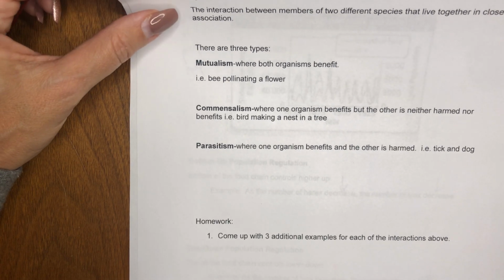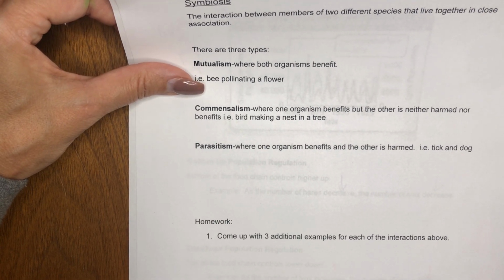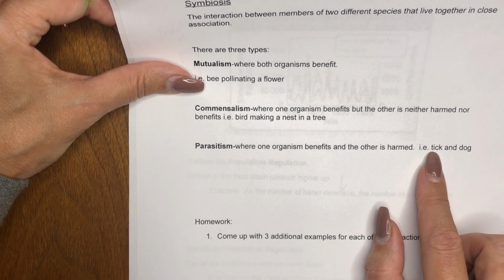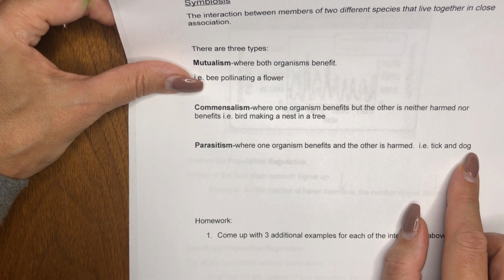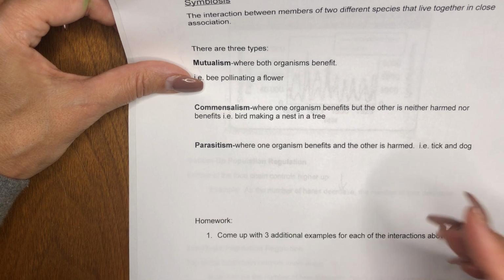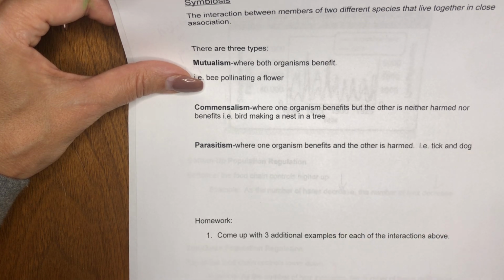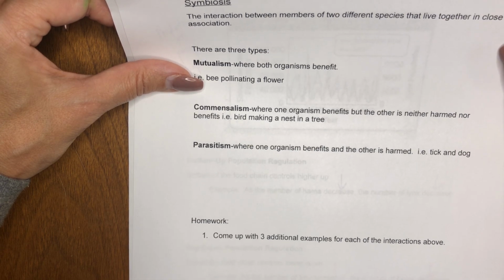And lastly, parasitism, where one organism benefits and the other is harmed, like a tick and a dog. So the tick eats the blood of the dog, and it harms the dog because it's taking its blood and it's causing it to have an immune reaction and so on. Okay? Okay, so that's the end of 2.2.